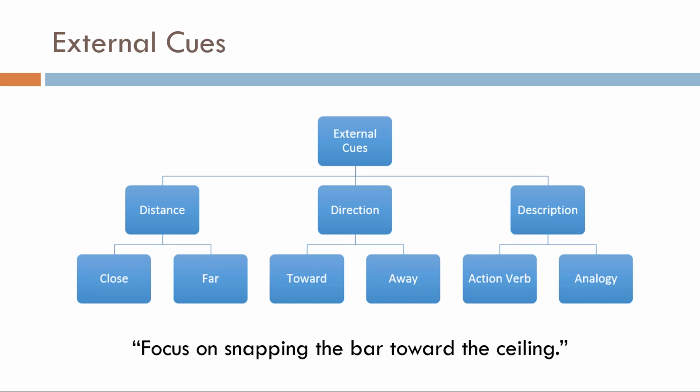So we'll take this cue here: focus on snapping the bar towards the ceiling. And you have the description, right? So snapping, that's the action verb. So snap or quick or thrust. You have the direction, toward, and see how it's not a specific thing. And then the ceiling, that's the distance, right? Whatever the distance is from you, you didn't get a tape measure out and measure it, but you're giving the client some external focus on what to do. And so you kind of see how that external cue has the distance, the direction, the description. Again, not in that specific order, but all the elements are there.